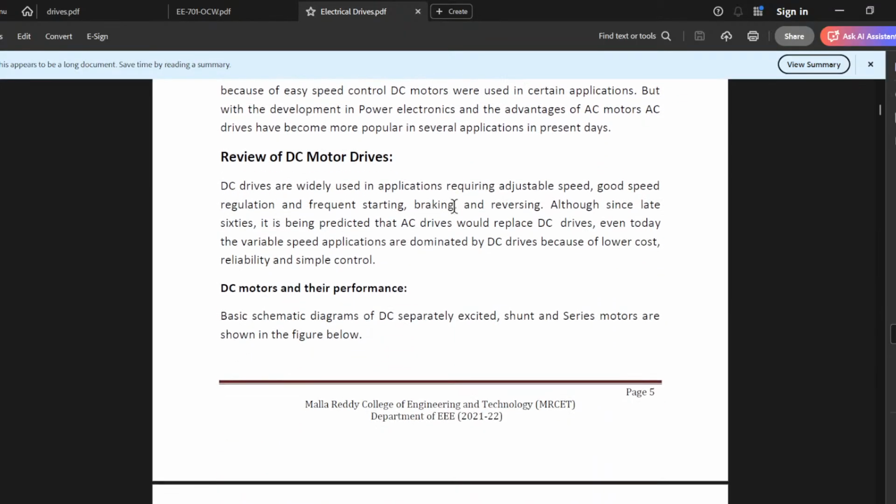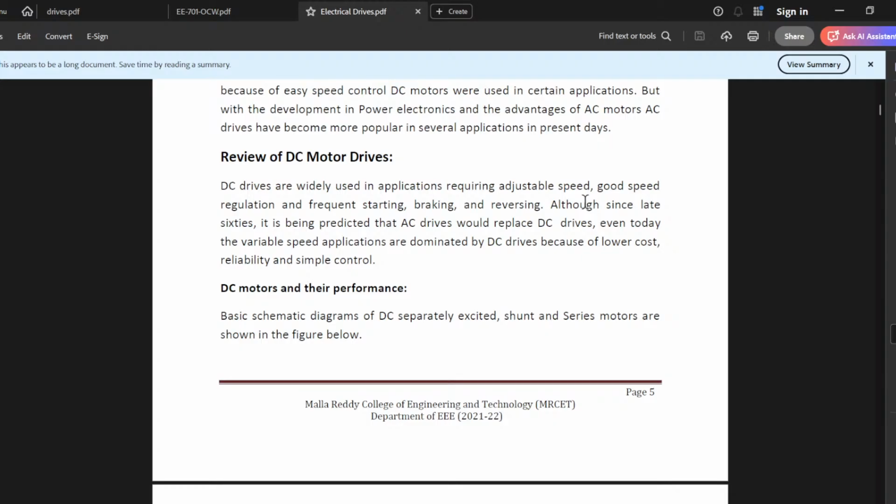The review of DC motor drives. DC drives are widely used in applications requiring adjustable speed, good regulation, frequent starting, frequent braking, and reversing. Although since the late 60s it has been predicted that AC drives would replace DC drives, even today variable speed applications are dominated by DC drives because of lower cost, reliability, and simple control.